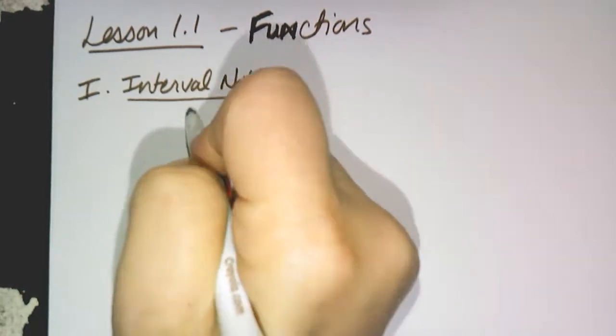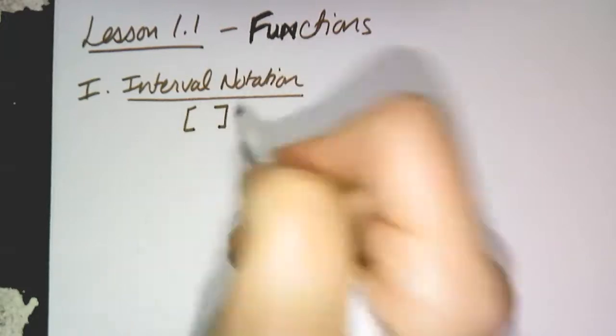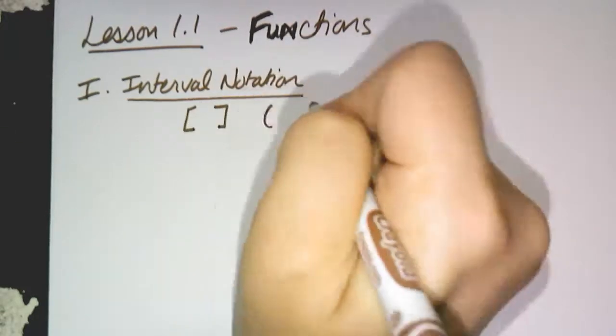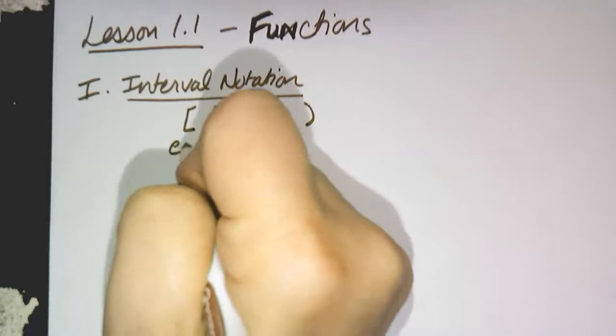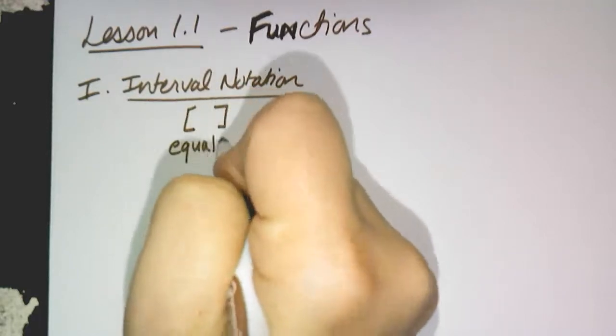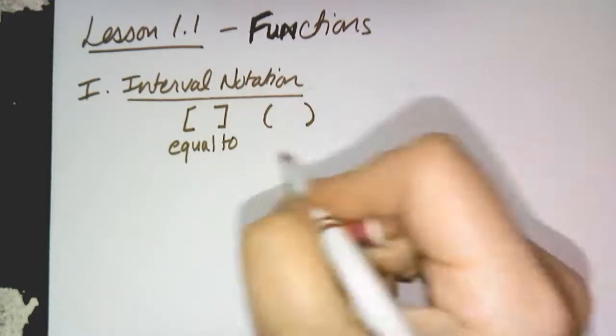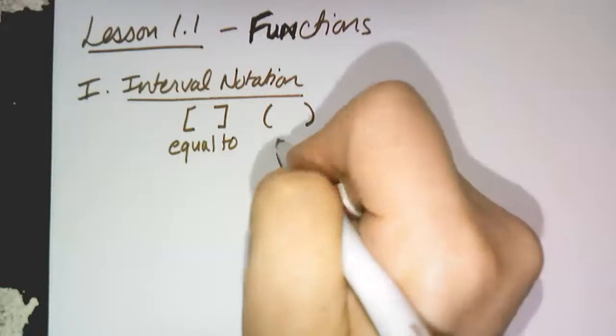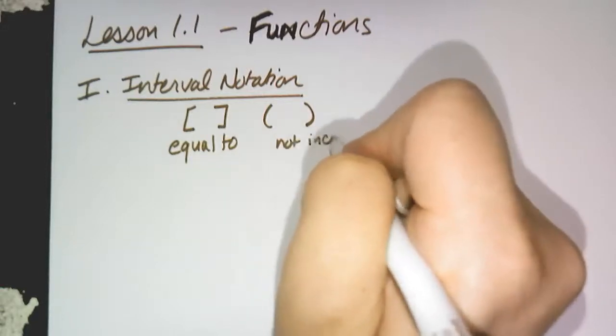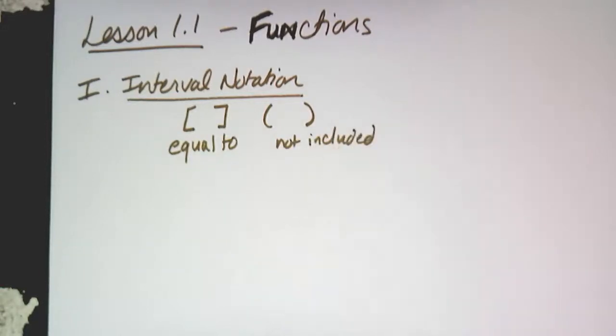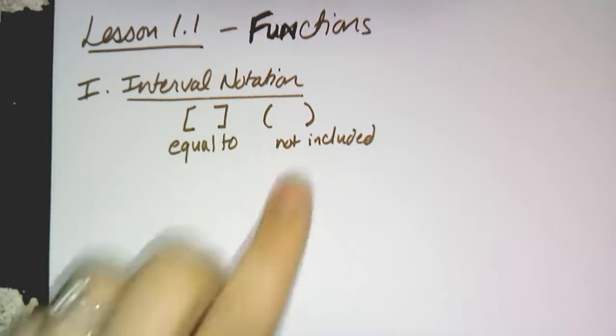You will now be using brackets and parentheses. Brackets mean including or equal to, whereas parentheses mean not included. Remember when you first learned how to graph on a number line, you would do a closed dot and then an open circle. It's the same kind of concept. Now we're using brackets as including or equal to, and parentheses as not included.